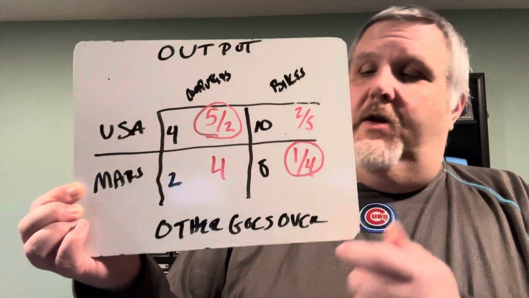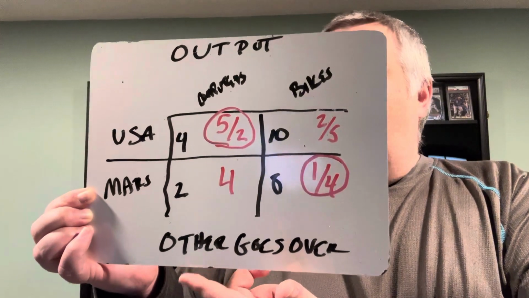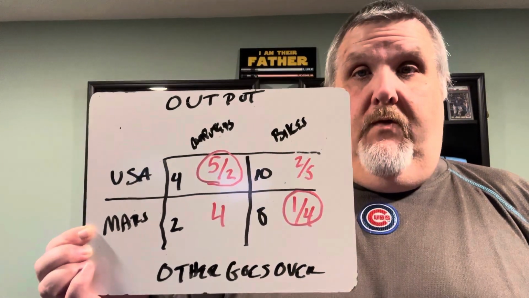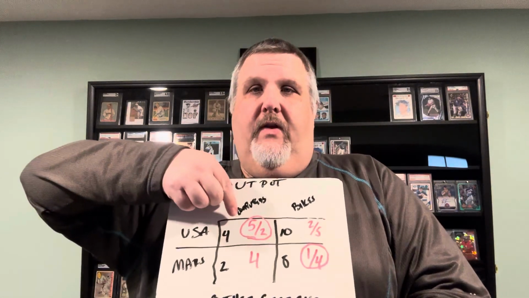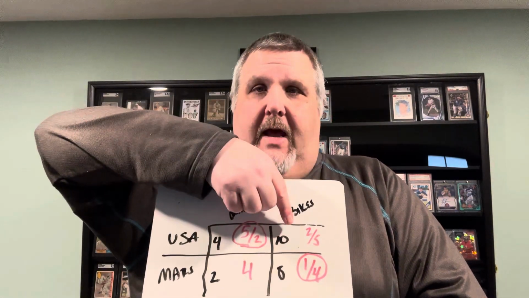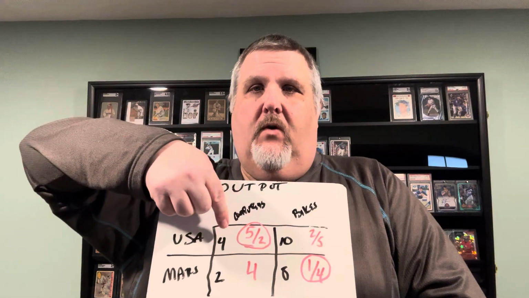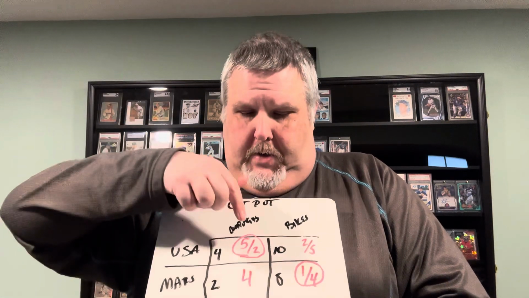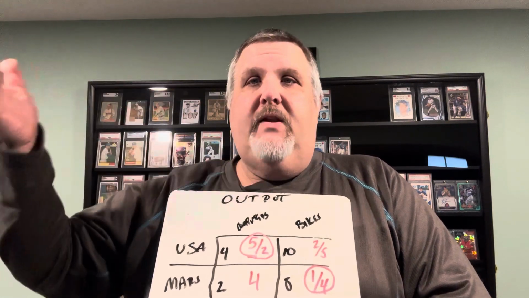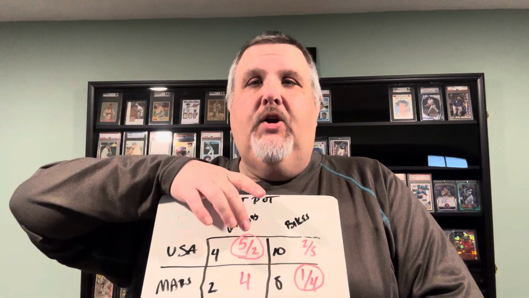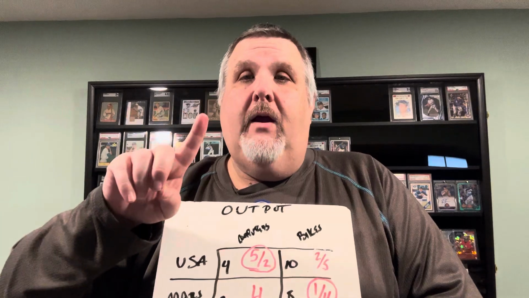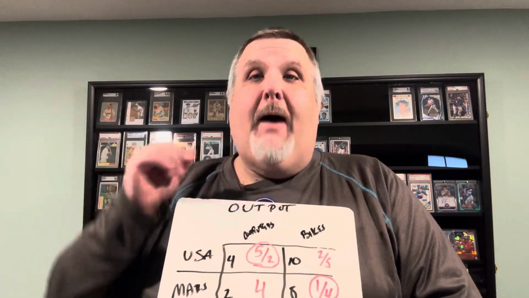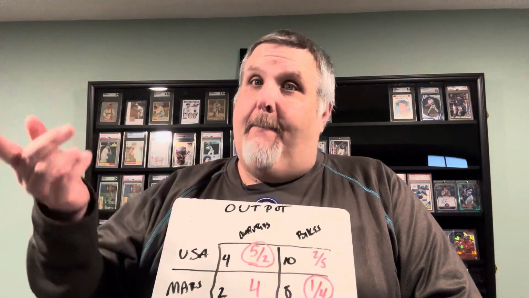And for an output question, our rule is down here, other goes over. Okay, so for this box right here, other is 10, goes over 4. 10 over 4 reduces down to 5 over 2. Done. That is our per unit opportunity cost. That means for every one computer that we make, we're going to give up 5 halves of a bike. Okay, that's our opportunity cost.